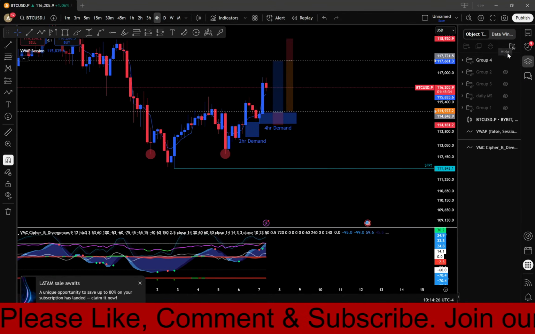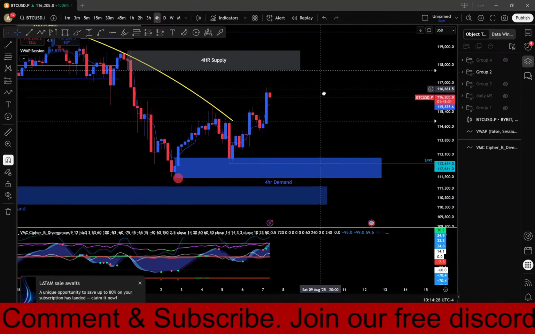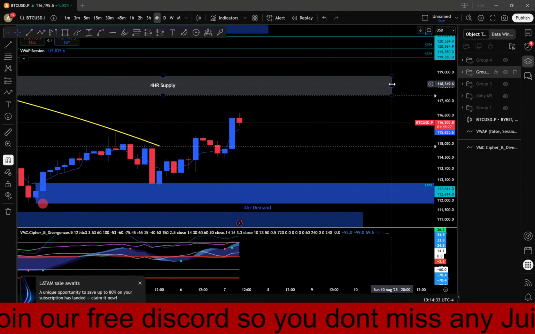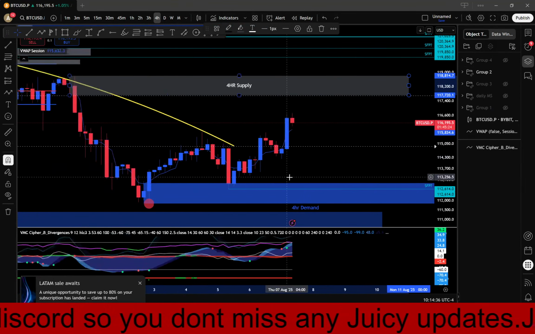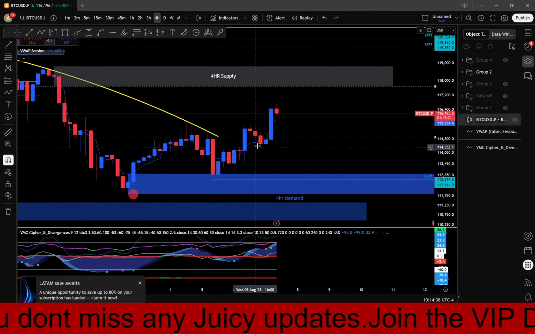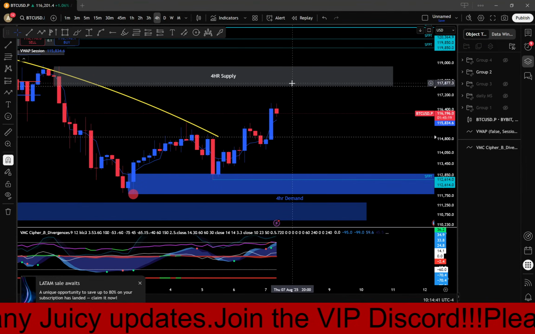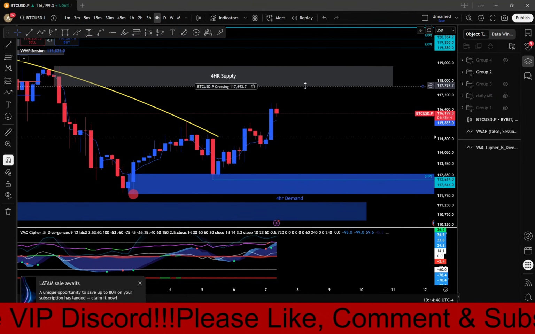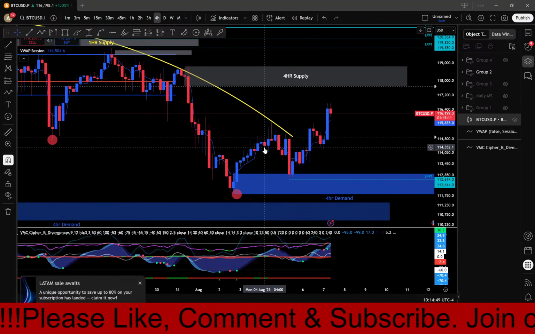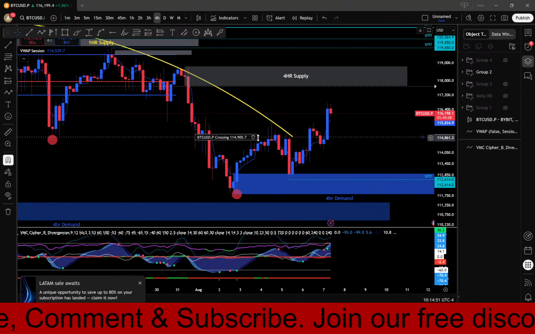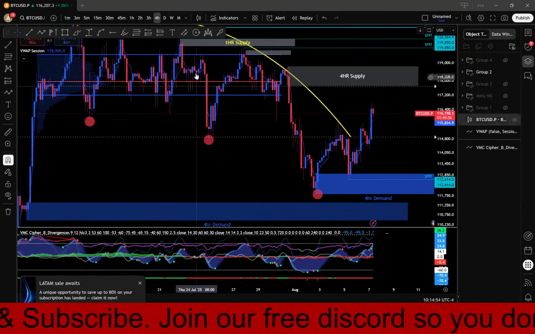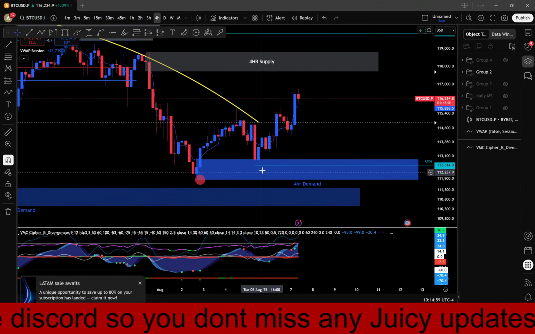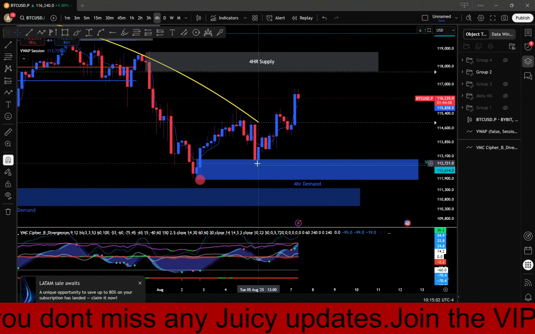So I'm looking for a move into this zone here, which is the area of supply. My next target would be around 118,000, and that comes into confluence with the POC, or the previous range that we've been trading in. I'm currently long from this level here.